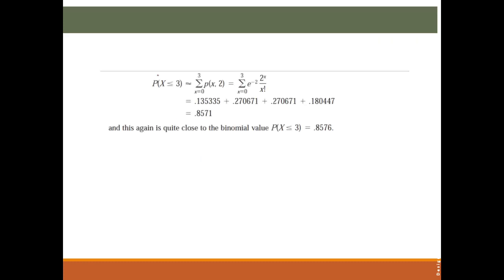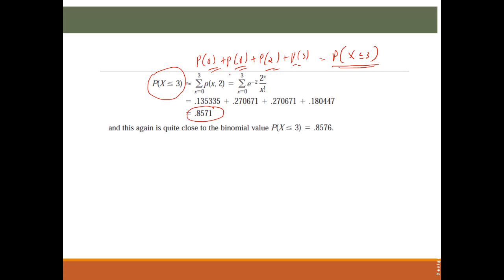Now if you want to calculate P(X ≤ 3) in Poisson terms, P(X ≤ 3) means P(0) plus P(1) plus P(2) plus P(3). This is actually a Poisson cumulative distribution, and now we can use the Poisson table. So either we can calculate this or you can use the Poisson table. The Poisson table is available in our textbook.